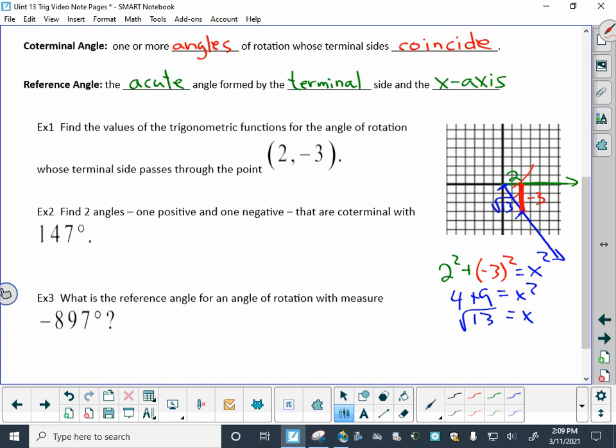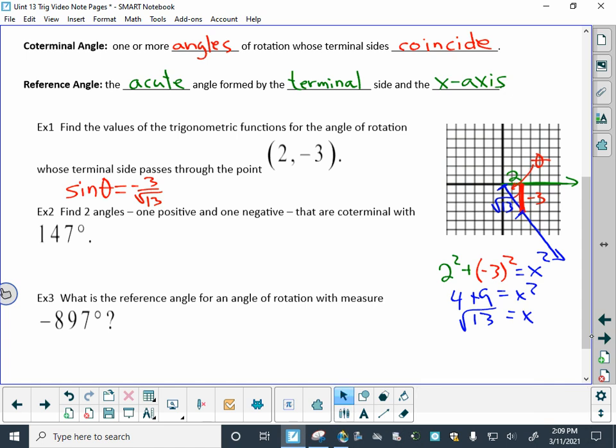The reference angle here that I'm talking about, this is my angle of rotation, theta. And so from that triangle, I know that the sine of the angle, which is the opposite over hypotenuse, the opposite side is -3 and the hypotenuse is the square root of 13. So this is -3 over the square root of 13.